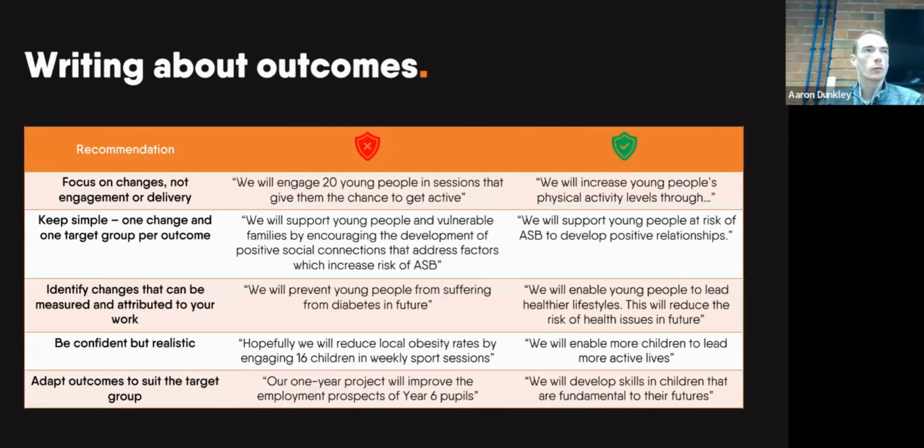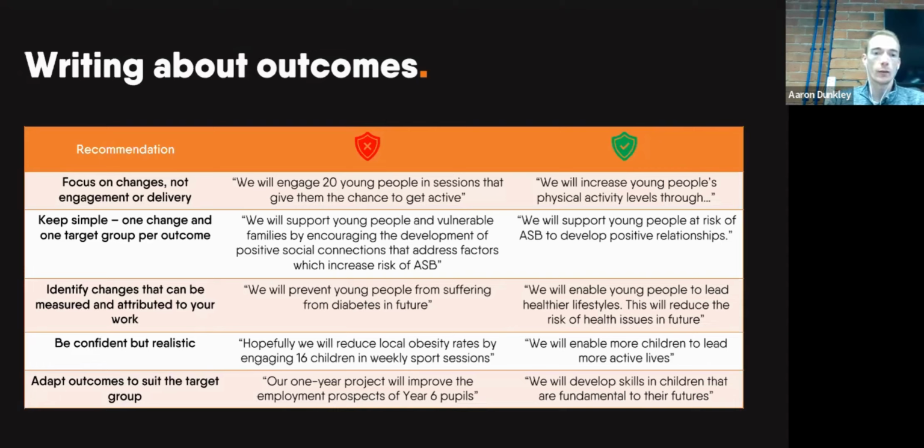Yeah, and just to highlight a couple of those points with real examples, just because, as I said earlier, we're not going to use this session to talk about how to improve your impact measurement data, but certainly it's a real big part of successful applications is writing well about the outcomes and the change you're going to make. So, as just said, focus on changes rather than engagement or delivery when it comes to outcomes. You might lean towards highlighting that you're going to engage 20 young people in sessions that get them active or increase their social interaction, improve their mental health.